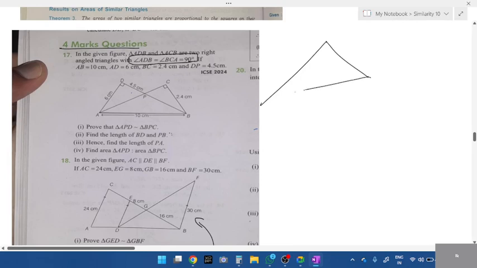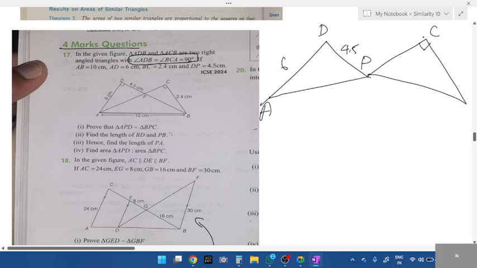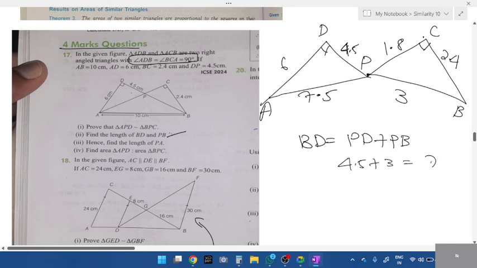Now back to this question. 4.5. Tell me the value, students. I've erased it. What is AP? What did you all get? AP is 7.5. PC value. What was PC? What is PB? PB value? 3. That's it. Now, what is BD value, students? BD is made up of how many parts? PD plus PB. 4.5 plus 3. What's the answer? 7.5.